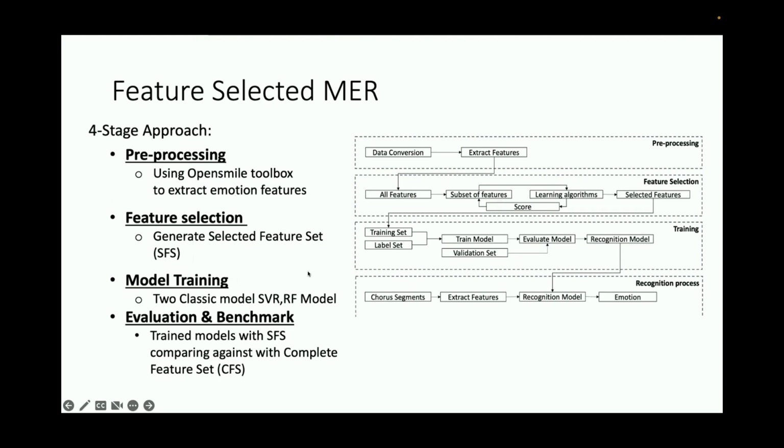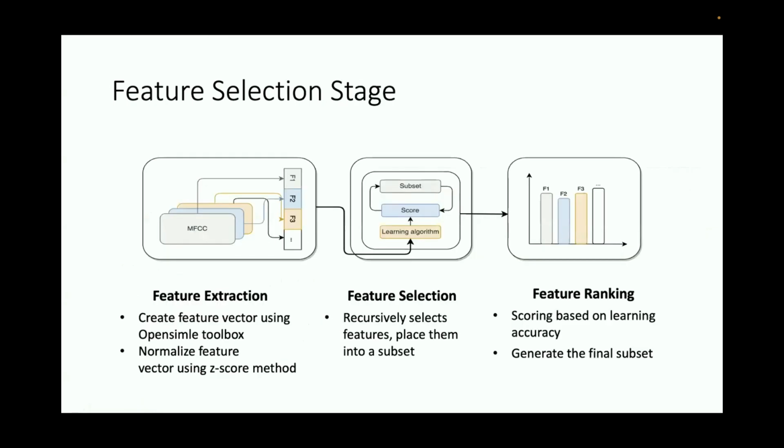After that, we train our models using two subsets. One set is the data set with all features, all standard audio features, and then one set with our selected features. Then we finally do the evaluations and benchmark of the two to see if our hypothesis makes sense.